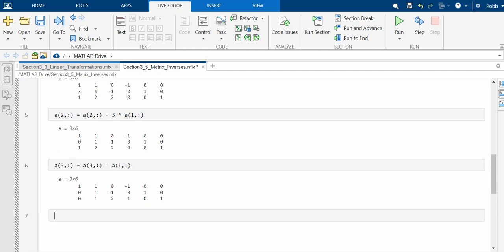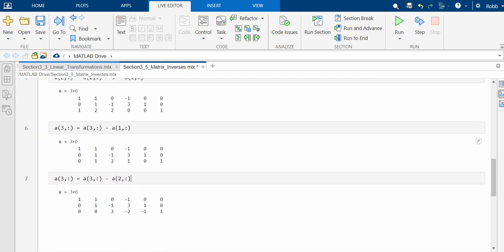Okay, so now I already have a 1 in my second column pivot position, but I'd like a 0 below it. So what's going to happen with row 3? Well, row 3 will be equal to row 3 minus row 2. Okay, so I do use a lot of copy paste, but here it is.